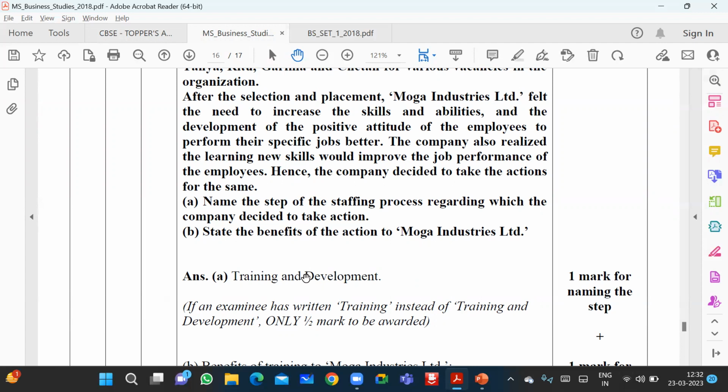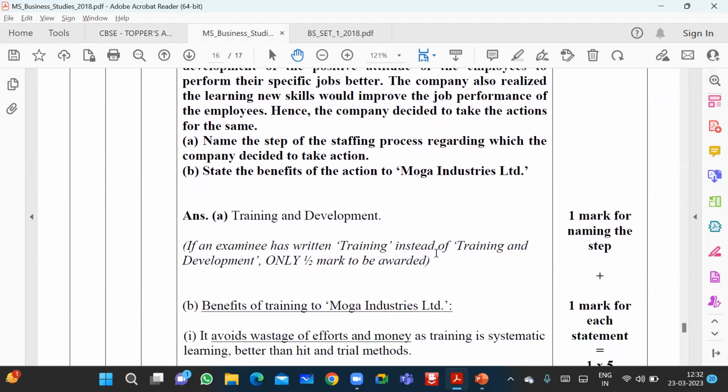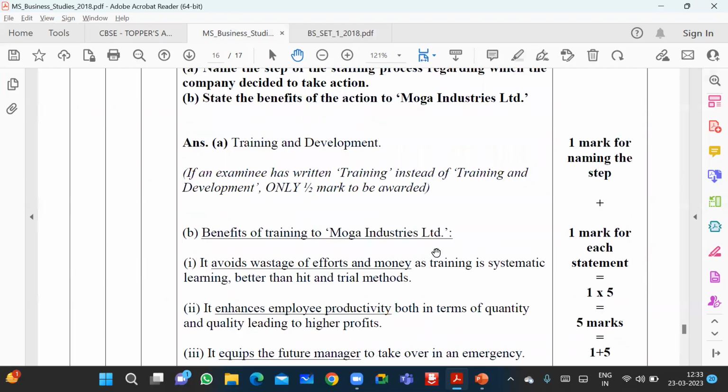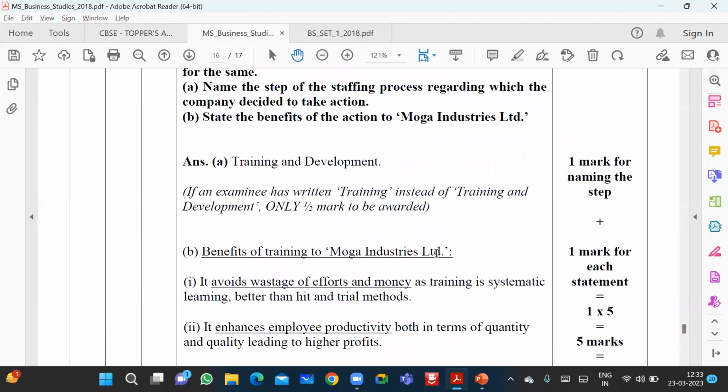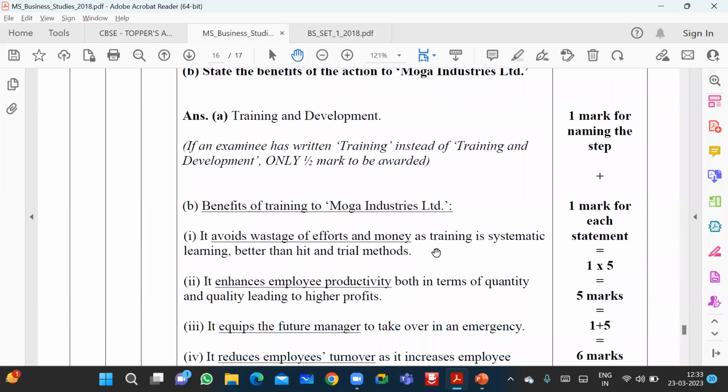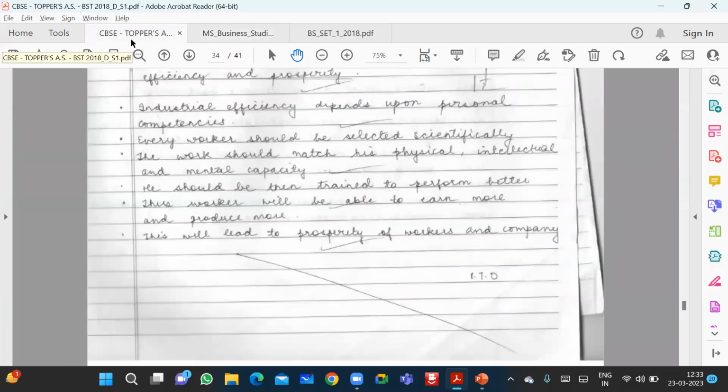So the complete step is training and development as per the NCERT, and then you have to state the benefits of the action to Moga Industries Limited. So you have to write the benefits of training to the company itself. It must be for 6 marks. So 1 mark will be for writing the step, and then you have to write 5 benefits. Again, you just write the heading and then explain.